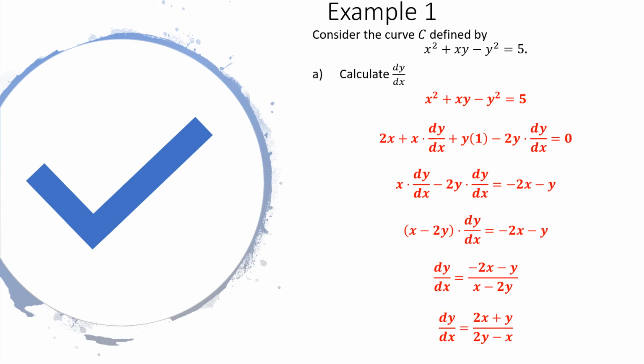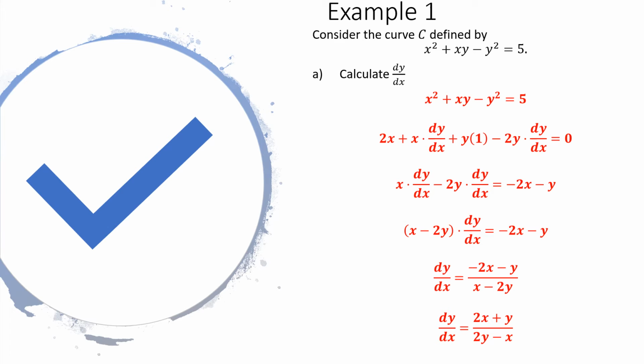The key to it is just remember every single time you see that y, that you write that dy dx afterwards. Alright, so now simplifying, I move everything to the other side that doesn't have a dy dx. And then I'm going to factor out the dy dx on the left side. So I have x minus 2y times dy dx equals negative 2x minus y.